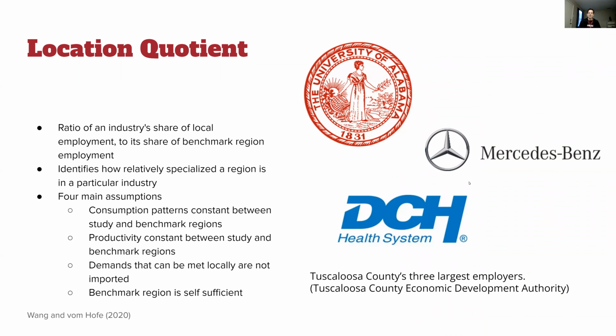The main metric we'll be looking at is location quotient. This represents an industry's share of local employment relative to its share of benchmark region employment. In other words, it identifies how relatively specialized a region is in a particular industry. With location quotient, there are four main assumptions: that consumption patterns are constant between the study region and the benchmark region, same with productivity, that all of the demands that can be met locally are not imported, and that the benchmark region is self-sufficient.